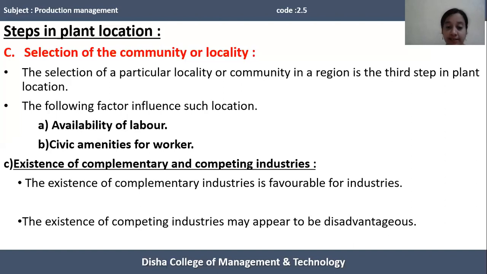so that they can produce their goods easily. And the industrialist should not identify a place where competing industries are available. They have to identify an area where complementary industries are available, and the existence of competing industry may appear to be disadvantageous to the plant.